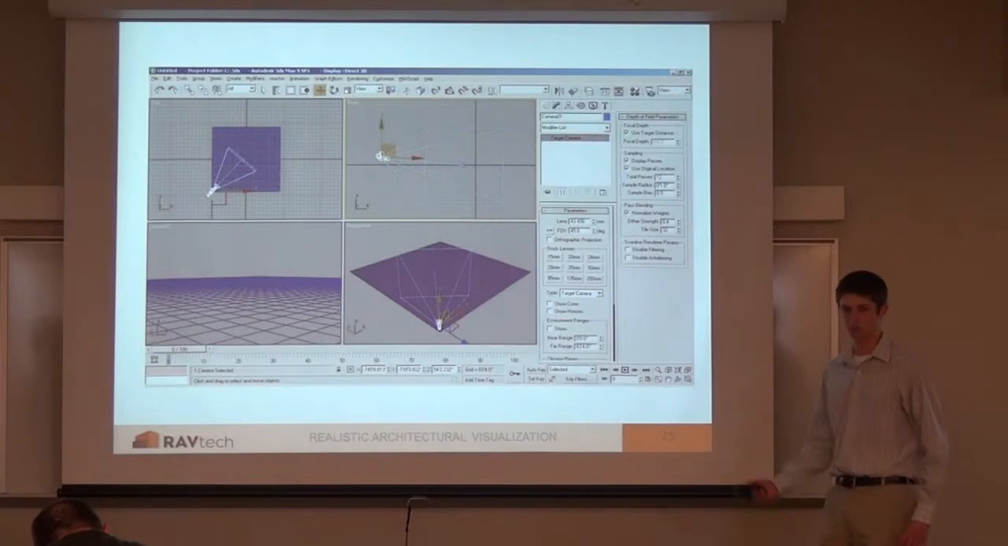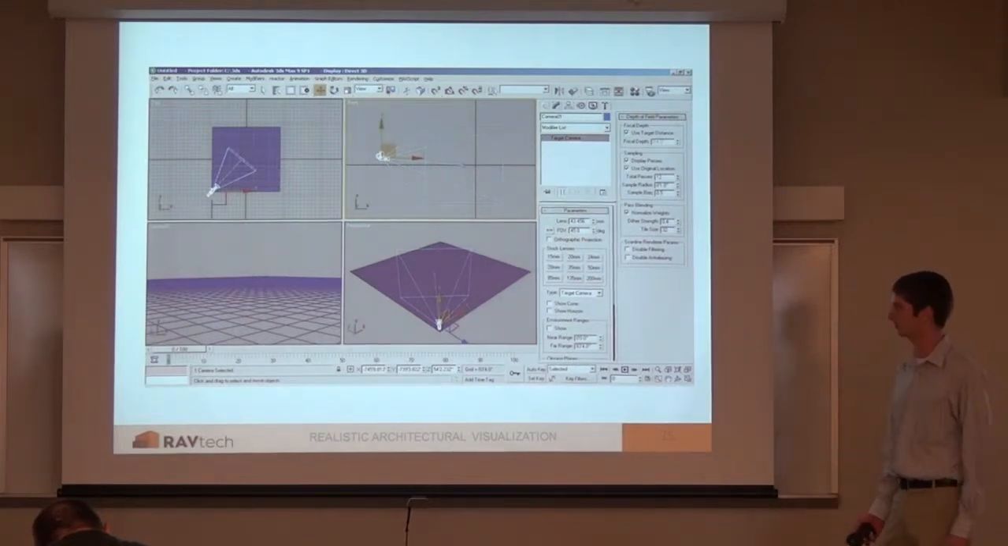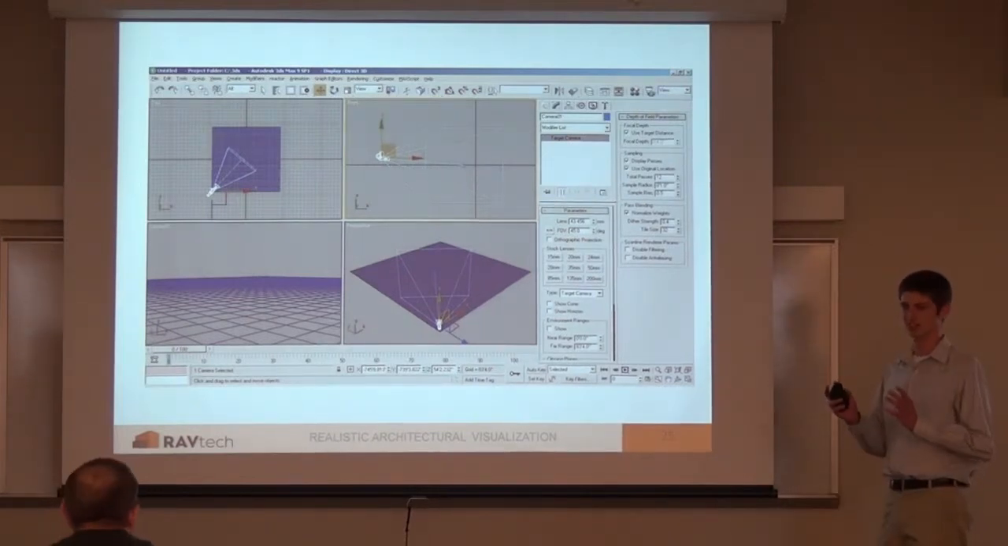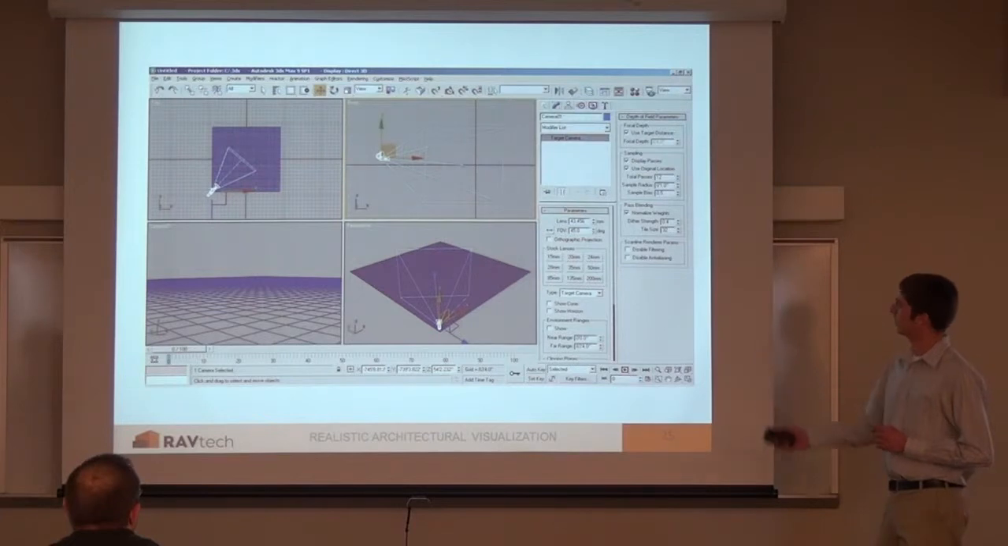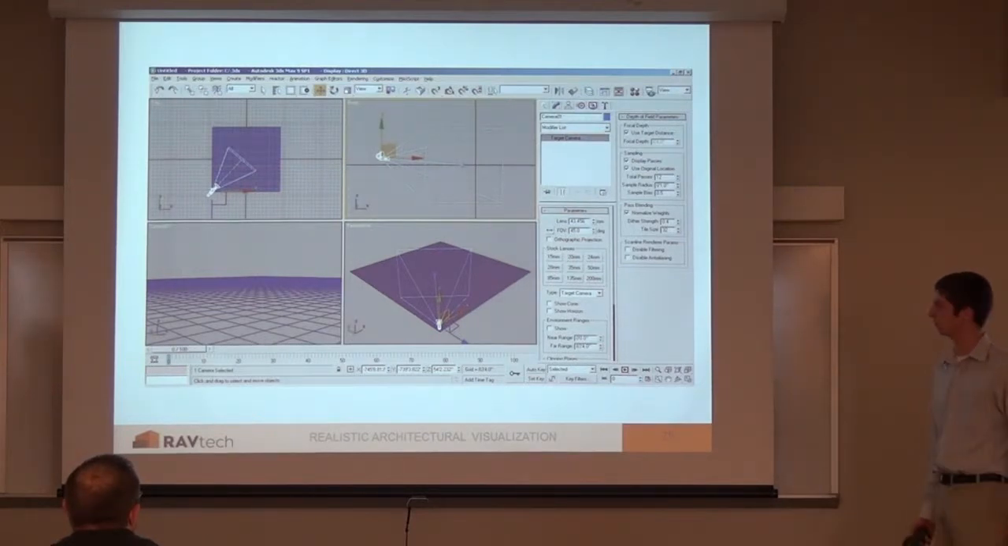Setting up the camera, as Brian said, we spent a lot of time looking at pictures and photography to get an idea of how to set up your cameras, because there is a good deal to that. I'm not a photographer, but as long as you can see what you're trying to communicate to someone, that's really the most important part.